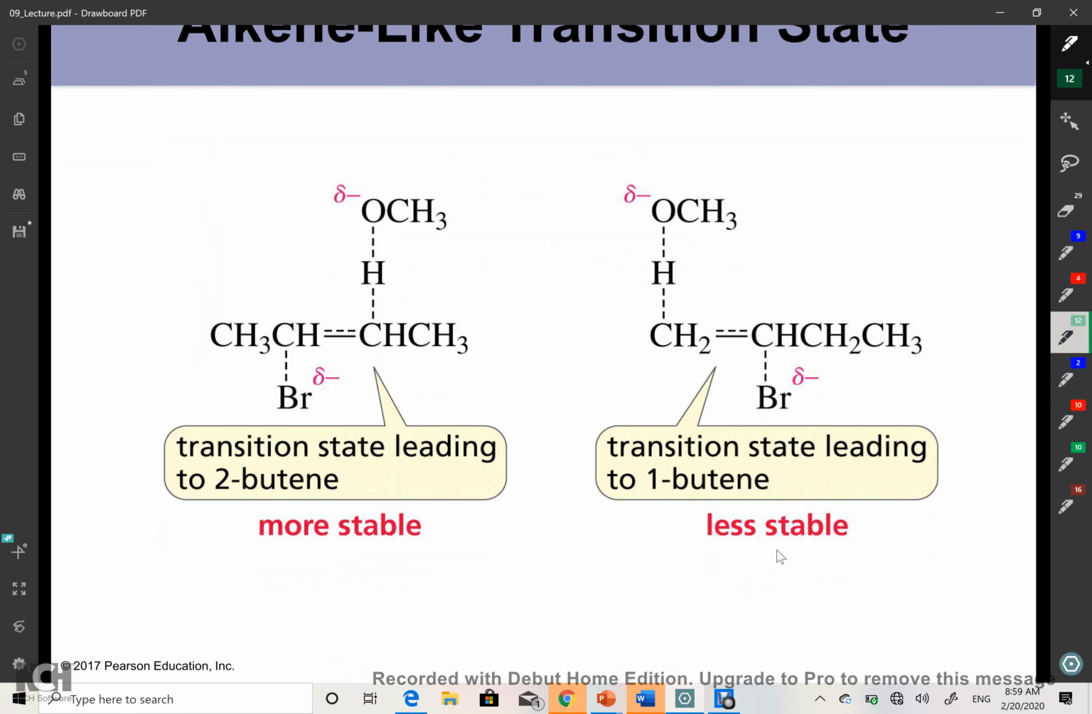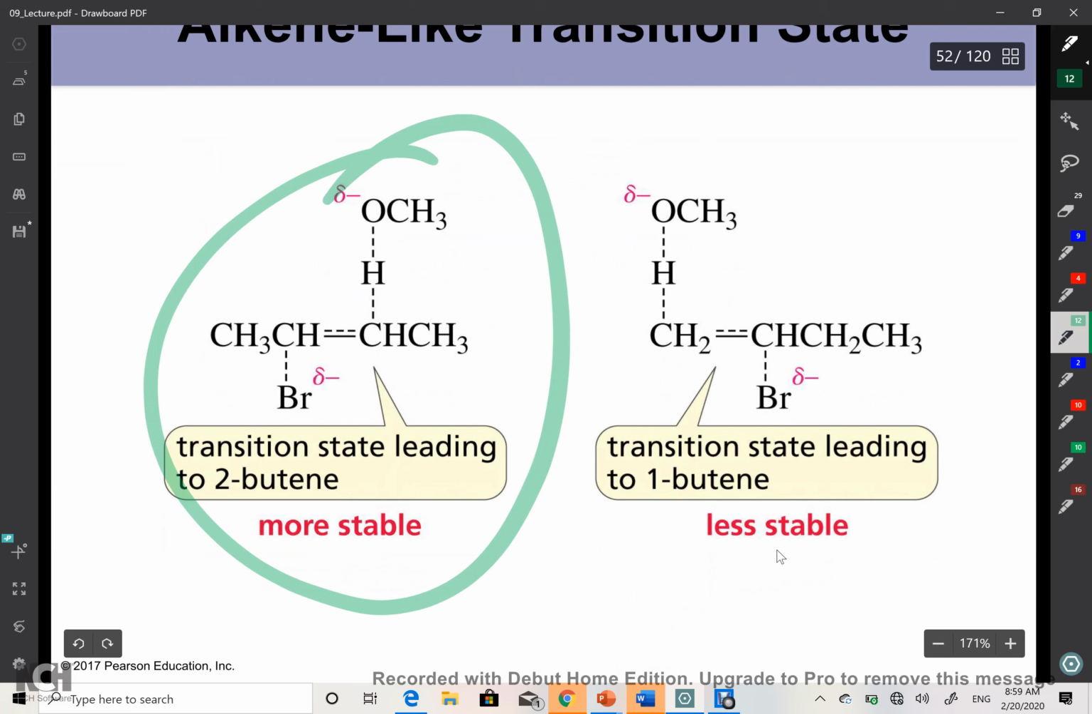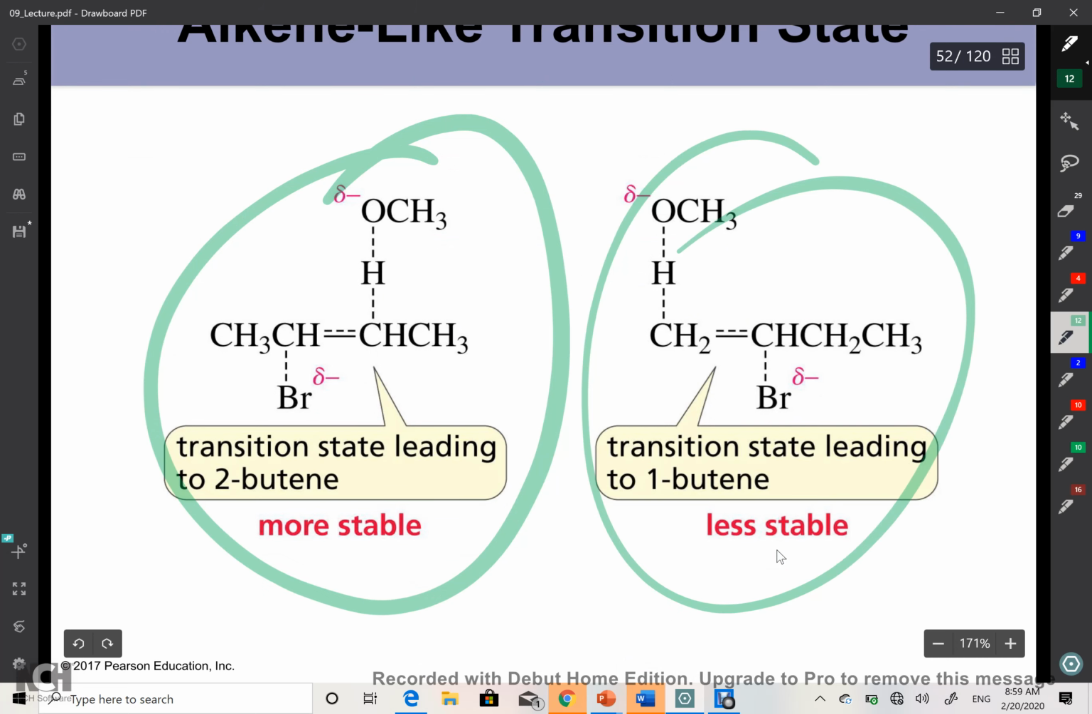And over here, we just have a picture of what those transition states look like. That will be the transition state diagram for the more stable, and that will be the transition state diagram for the least stable. It's just for your appreciation. I will never ask you to draw that. The one that leads to the most stable product reacts faster because the transition state is more stable also.